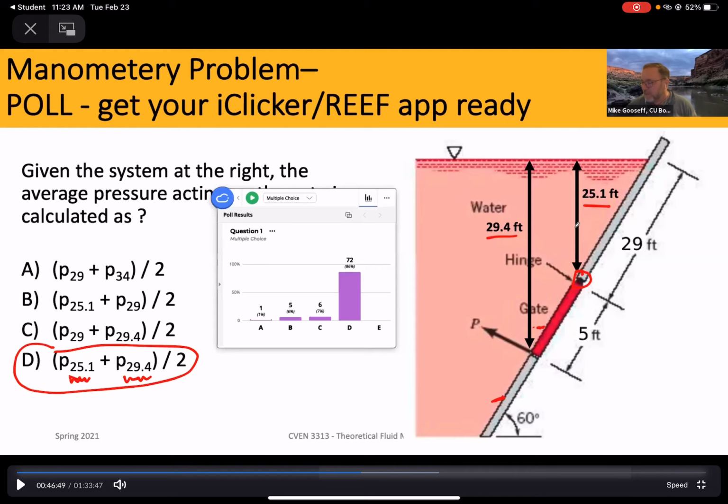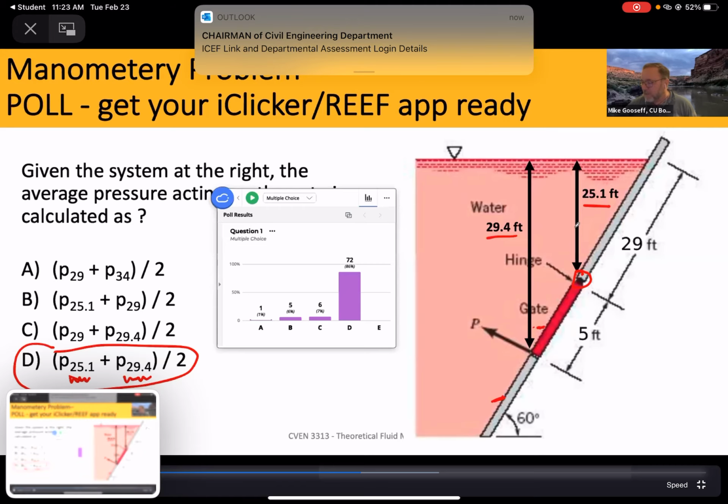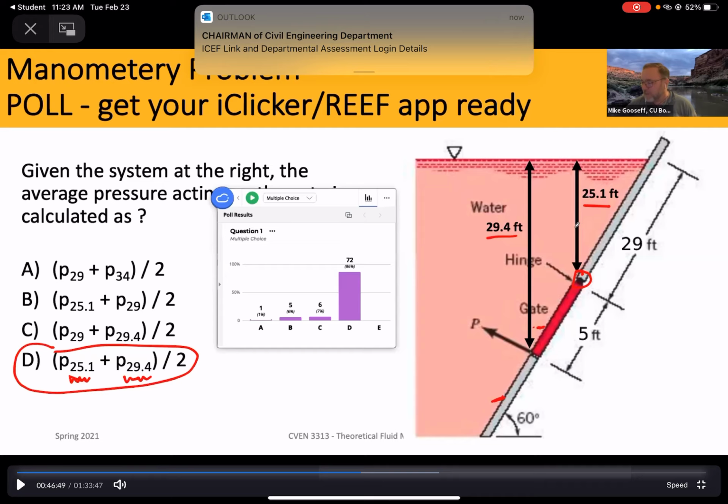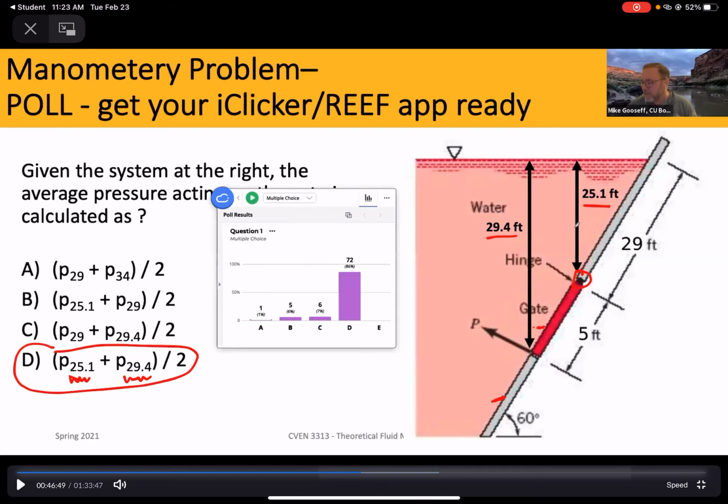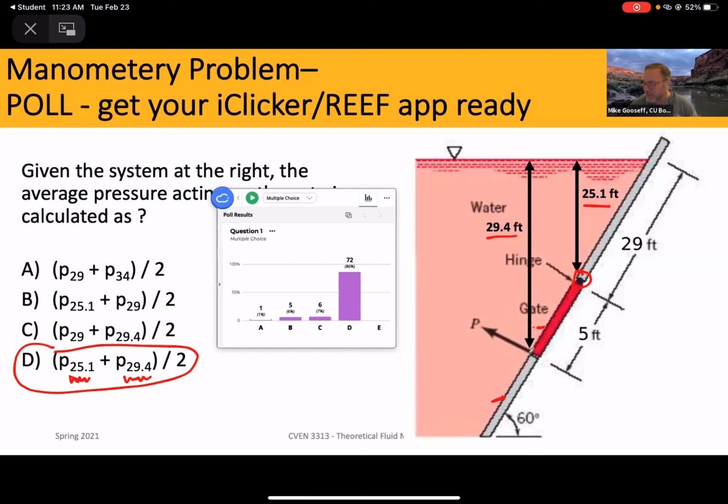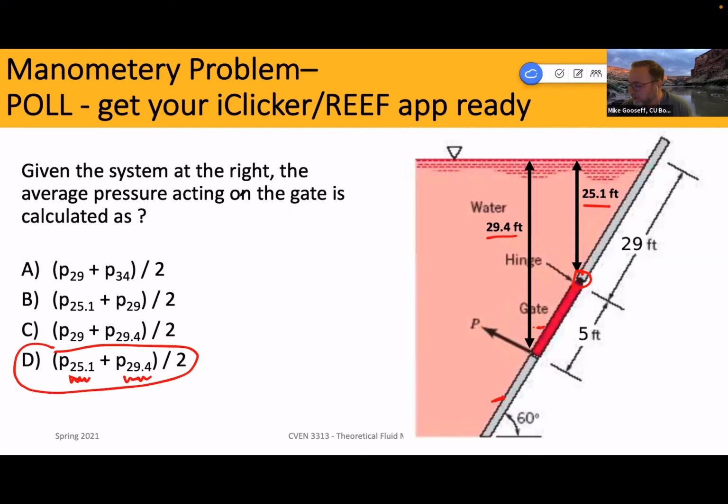Okay, so this is a good question. Average pressure acting. Okay, take a picture of this. To get to 25.1 or the top of the gate, and the depth to get to, in this case, the bottom of the gate being at 29.4. So good job. Good job. Well done.